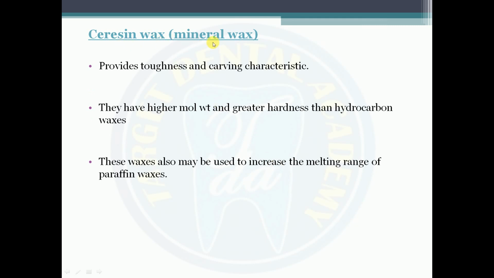Saracen wax, or the mineral wax, provides toughness and carving characteristics. They have higher molecular weight and greater hardness than hydrocarbon waxes. These waxes also may be used to increase the melting range of the paraffin waxes.